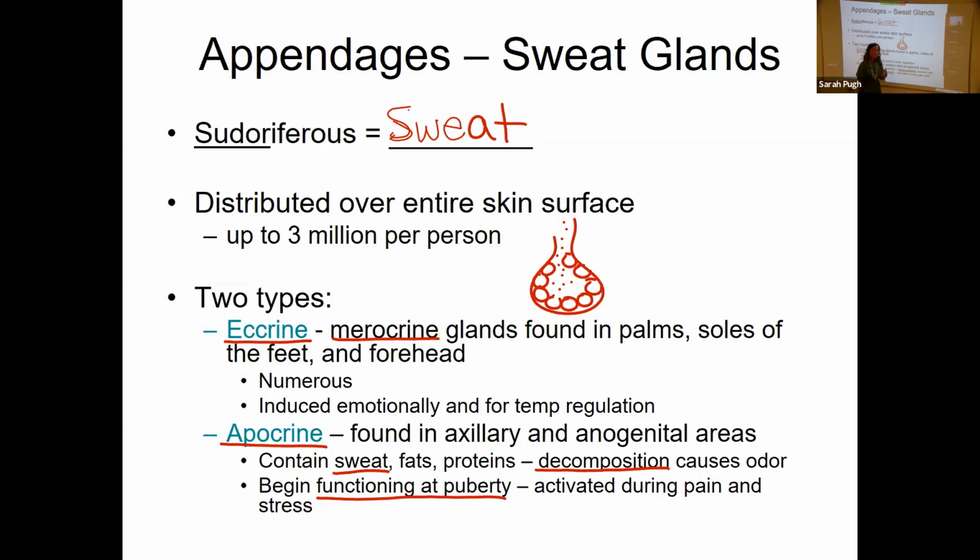These are activated in our bodies during pain. So if you get nervous, if something hurts, or during stress. All right, so pain and stress are typically when those are activated. So again, if you've got to give a speech in front of people, you might sweat from your armpits.